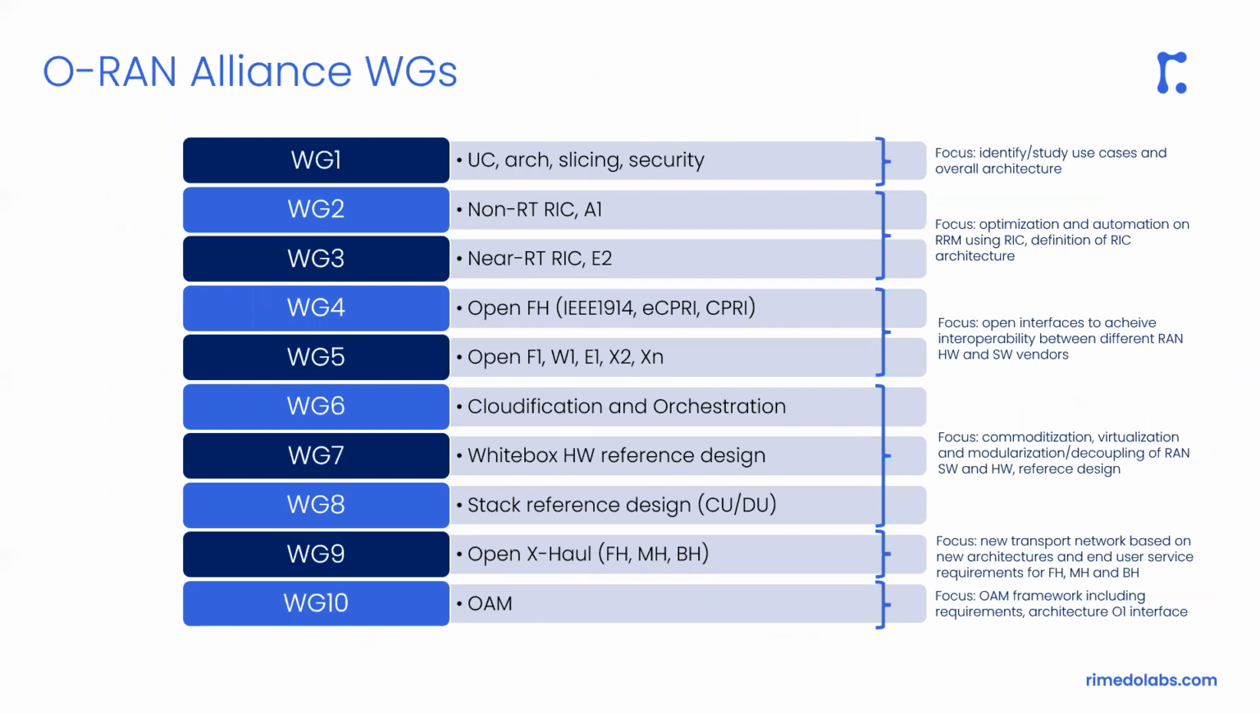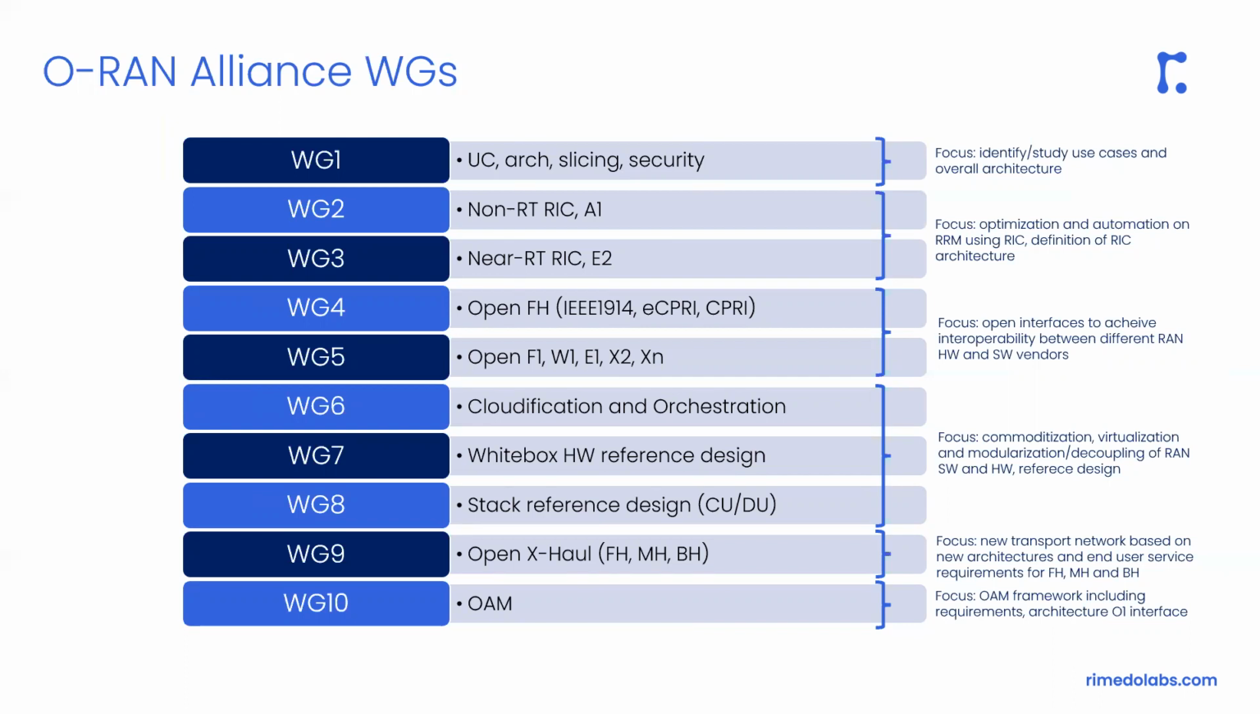The working group number 1 focuses on the overall architecture, use cases and slicing. Then we have working groups number 2 and 3 working on the real-time RICs. We'll speak about those in the second part, but there are 2 of them. Then we have working groups number 4 and 5, where the focus is on the open interfaces and enlarging the scope of the opening of the interfaces, also coming from 3GPP, so the X2 interface and F1 interface, where the aim is to enable full interoperability between different vendors.